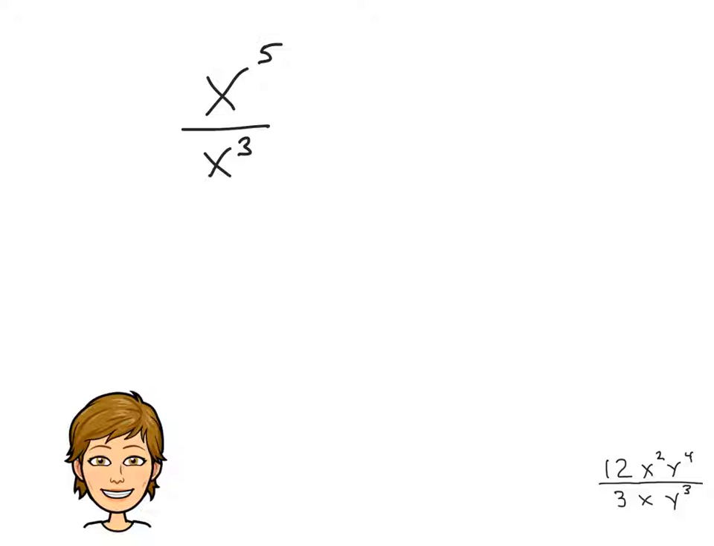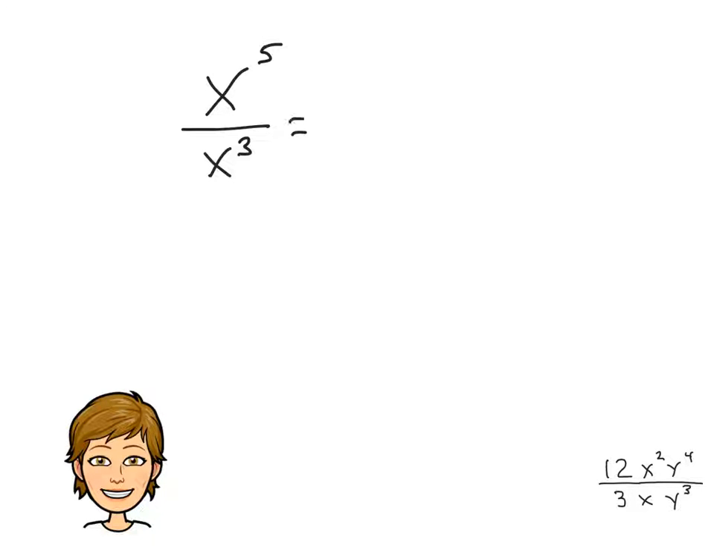Okay, this is the quotient rule. So we have x to the fifth over x to the third. So we're dividing. Well, we know when we're multiplying, we are adding the exponents. So what do you think we're doing when we're dividing the exponents? You guessed it, we are subtracting. But why? So let's see why that makes sense.